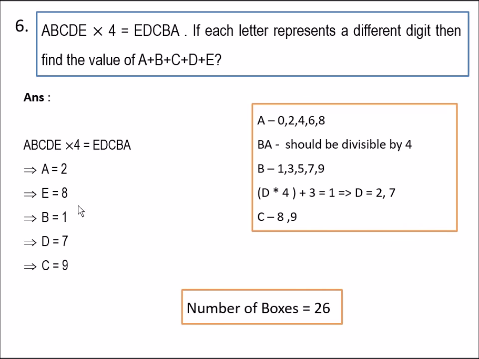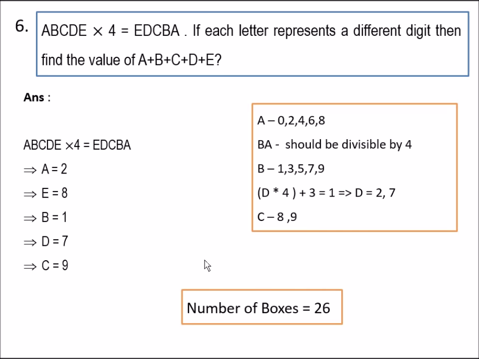And for D, here if we multiply with D then we have to get B, that is 1. D has the chances of only 2 and 7, but for 2 there will be no carry, so the only possible case for D is 7.